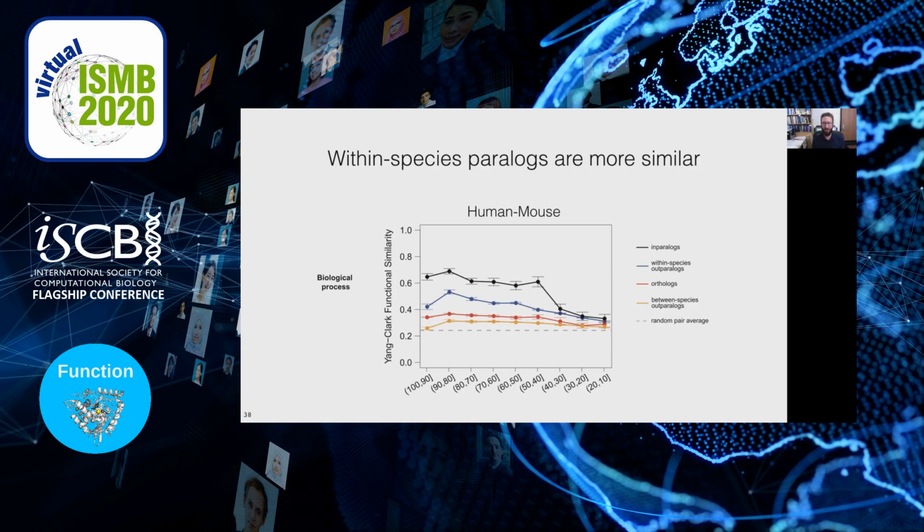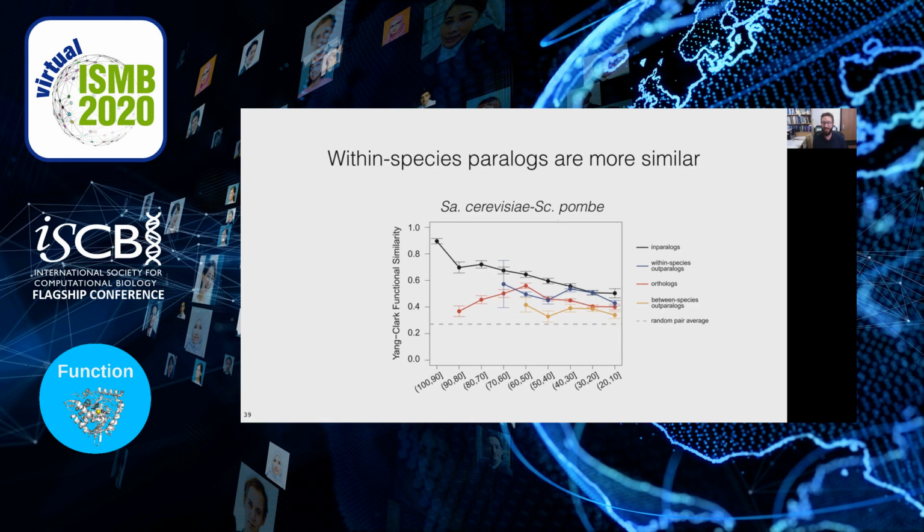Now I'm using Yang-Clark functional similarity, but again, the measure of functional similarity does not matter. I can do the same analysis in the two yeasts, and again, it does not matter. I always find within species paralogs are better at predicting functions. They have more similar functions than between species proteins.